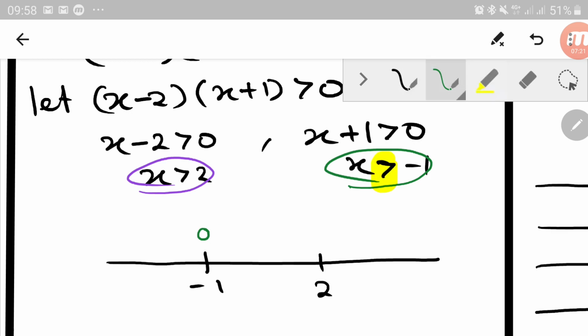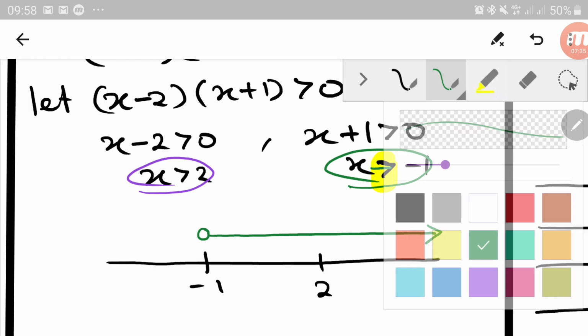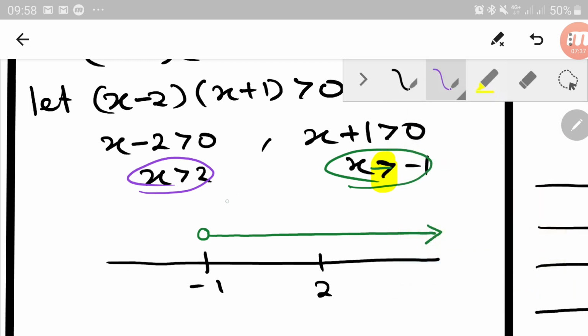So after that, we want to know the direction. We put a line over there, so it's like an arrow pointing to the right, isn't it? So that is the type of line that we are going to draw. Now let's proceed to the purple one.